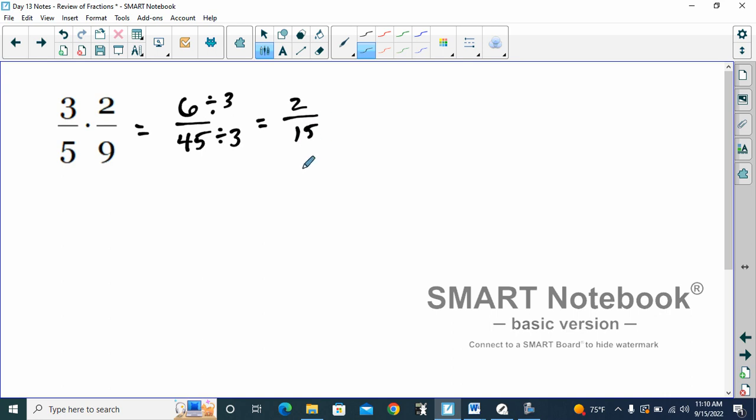Only factors of 2 are 1 and 2. 15 is not divisible by 2 because it's odd. We are finished. 2 over 15 is correct.